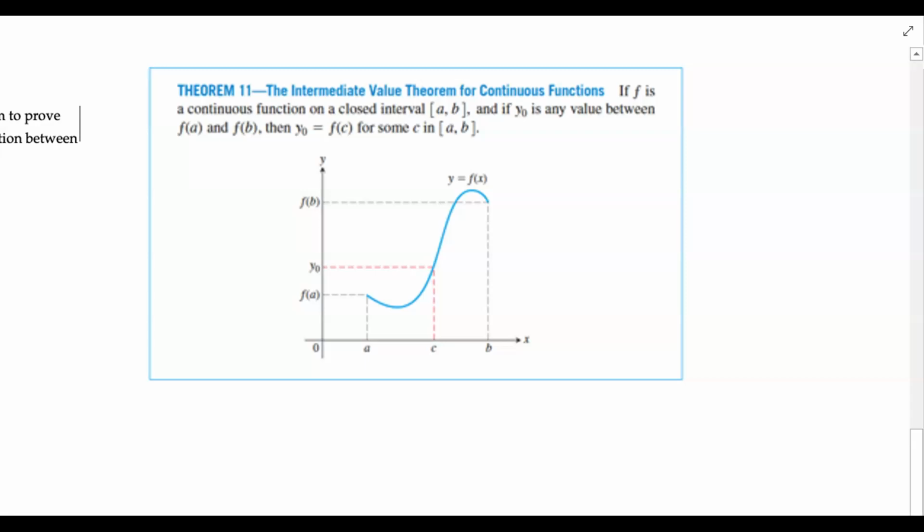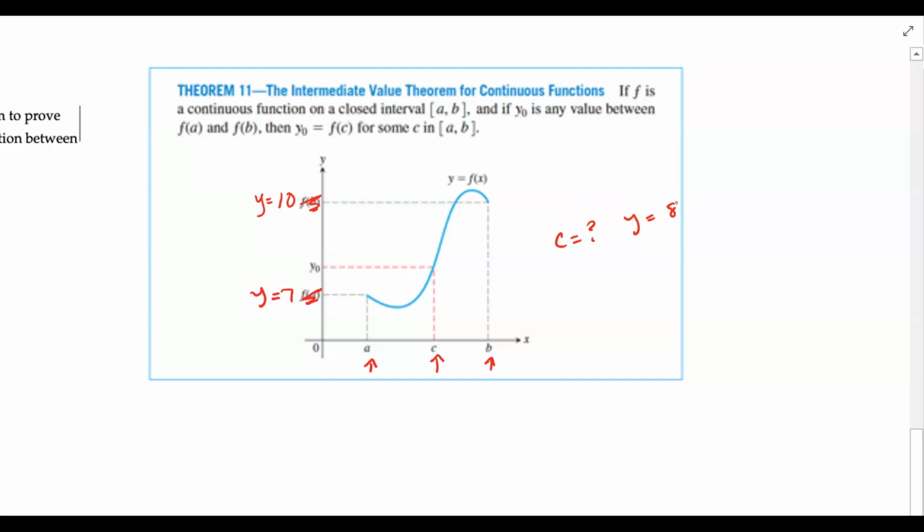I know it says f of a and f of b, but let's pretend that this is 7 and this is 10. So these are y values, all right? The concept here for the intermediate value theorem is, let's say I plug in a number for x, a, and I get y equals 7. And let's say I plug in a number b, and I get y equals 10 when I plug that in. My question to you, is there some number x, or in this case c, so is there a c, where y equals 8?